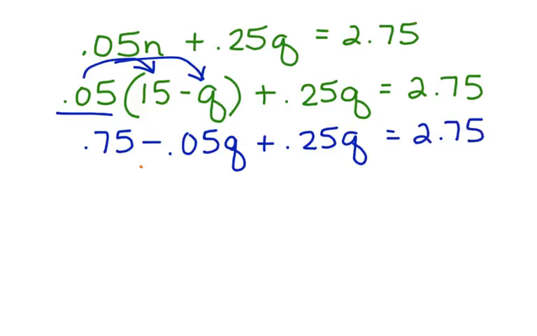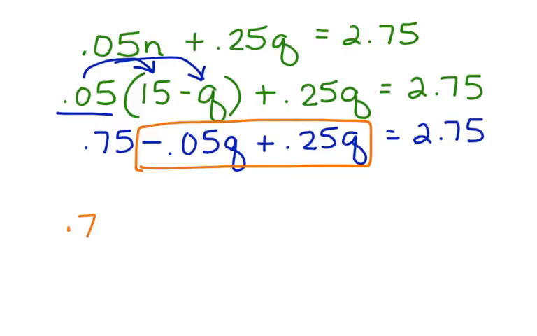Now our next step is to combine like terms. Here's our like terms right here. We bring down the 0.75, and when we add negative 0.05q plus 0.25q, we get plus 0.20q equals 2.75. Now let's bring this equation to a next screen to work on it.